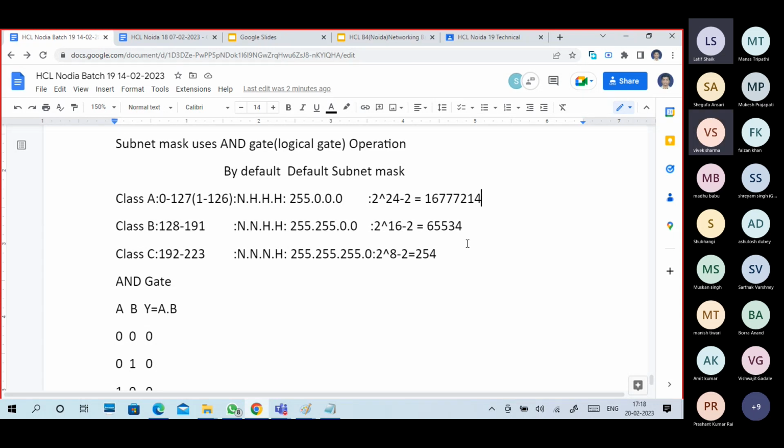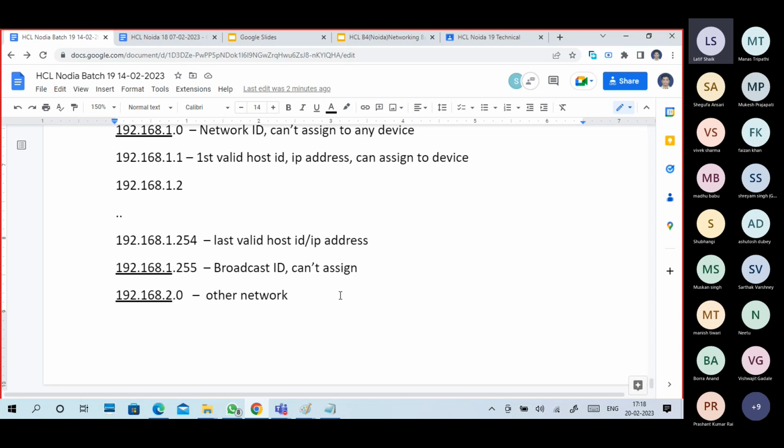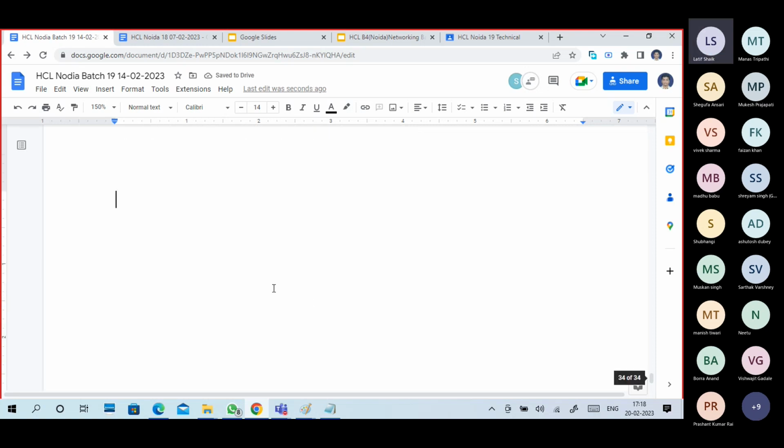But here is a question. Normally it's okay with a private network, but in public, say I am an organization and I need 50 public connections. I want only 50 public IP addresses. Class C is okay, but how many are we wasting? 204 IP addresses we are not using. I need only 50. Or I need 300 or 400 public IP addresses, then I have to go to class B.